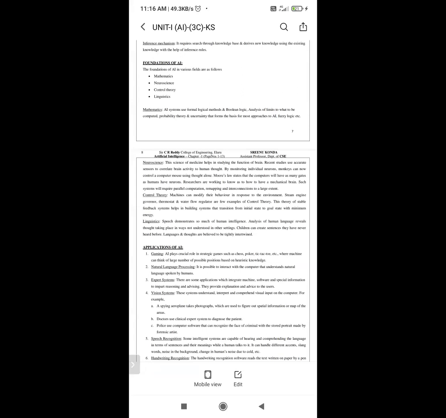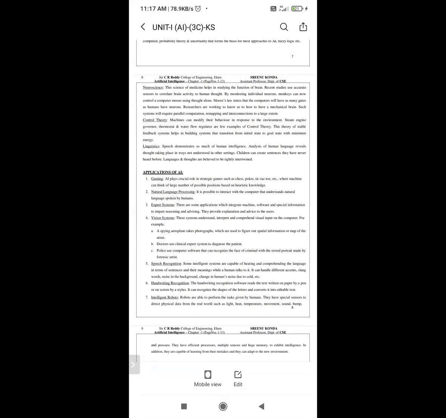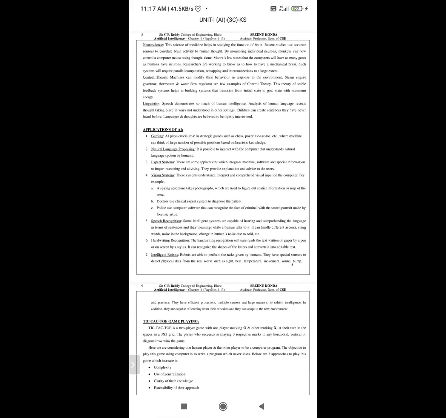Okay, so coming to the applications of artificial intelligence, these are some of the applications. The first application is in gaming. We use artificial intelligence in gaming. Second is natural language processing. Third, expert systems. Fourth, vision systems. Fifth, speech recognition. Sixth, handwriting recognition. Seventh, intelligent robots. So these are some of the applications of artificial intelligence.